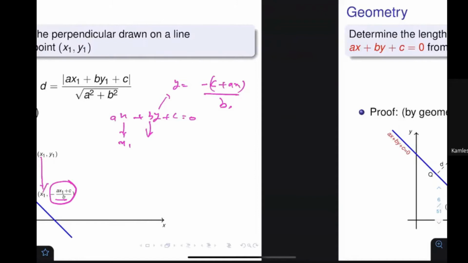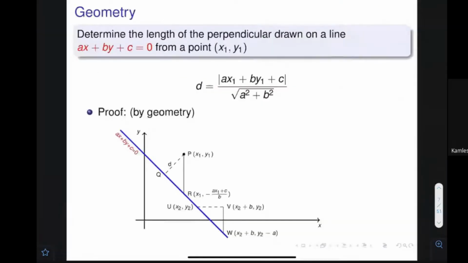Okay. So let me do one more construction over here. Let me go to any other point on this particular line, that is, let me call it x2, y2, and I go in the same direction up to the x. So I reach this particular point that is b distance apart. This is x2 plus b. So if this is x2, then the next point would be x2 plus b.